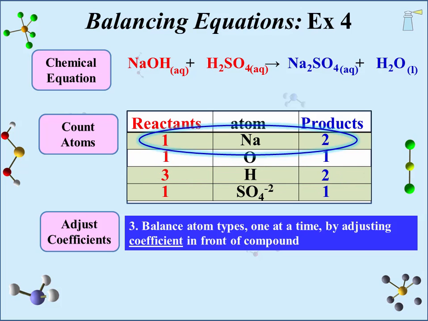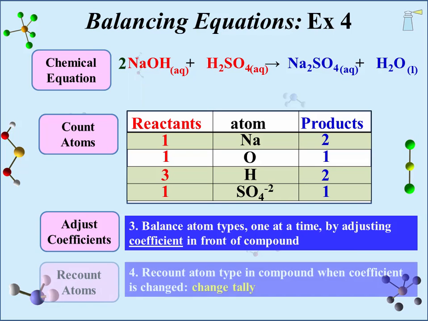Sodium it is then. The product side has more sodium ions than the reactant side. The reactant side needs to have a new coefficient in front of the sodium hydroxide to increase the sodium count. What coefficient value times the implied subscript of 1 of the sodium will give a value of 2? It is, of course, 2.